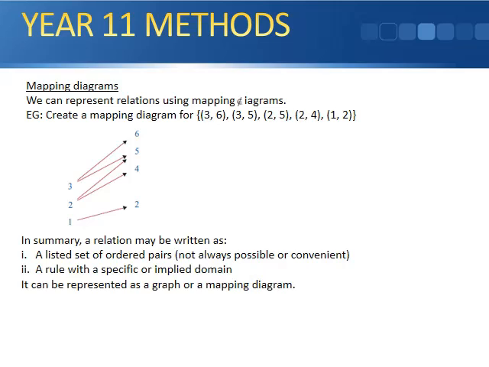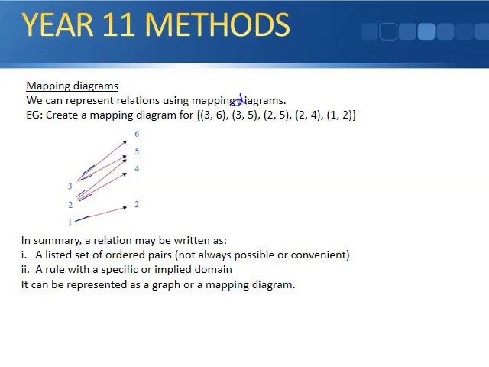Mapping diagrams. We can represent relations using mapping diagrams. That should be a D there. I'll just change it there. Create a mapping diagram for this. 3 to 6, 3 goes to 5 as well. So we've got the line 3 going to 6 and 3 going to 5. The point (2, 5), (2, 4). So 2 maps onto 5, 2 maps onto 4, and 1 maps onto 2.